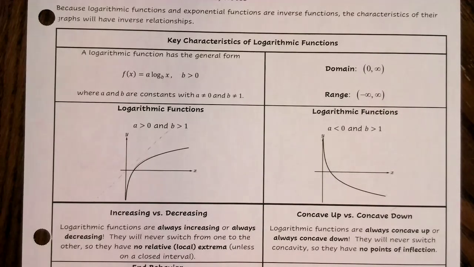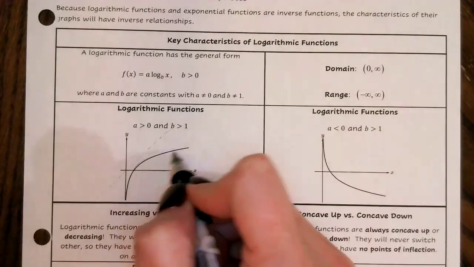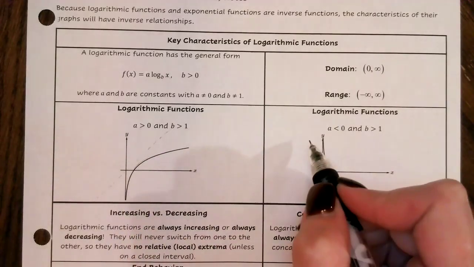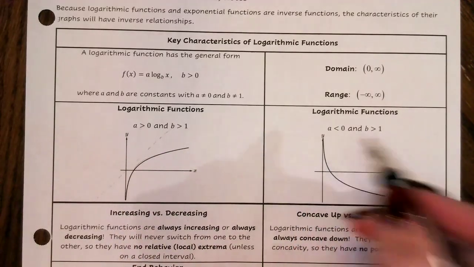For concave up and concave down, logarithmic functions are always concave up or always concave down, just like the increasing and decreasing. So there's no point of inflection because it doesn't change in that concavity. This right here would be my concave down. This would be my concave up.